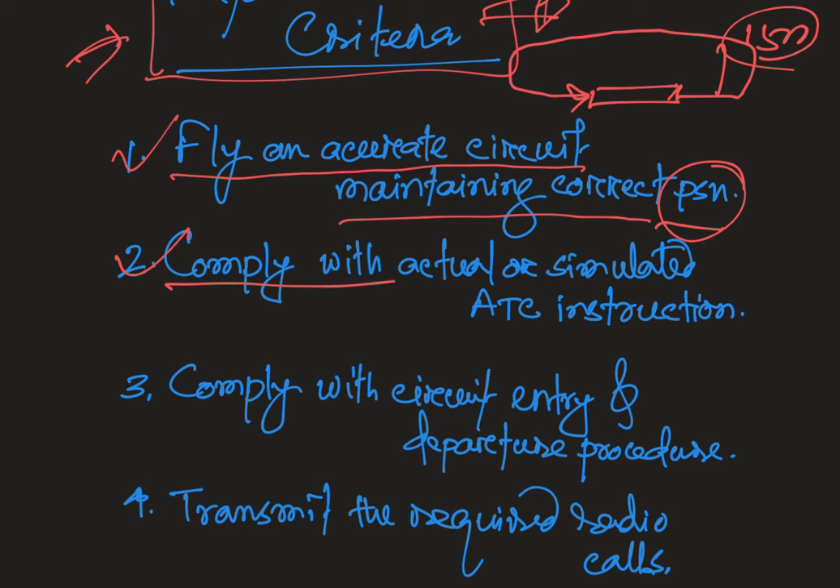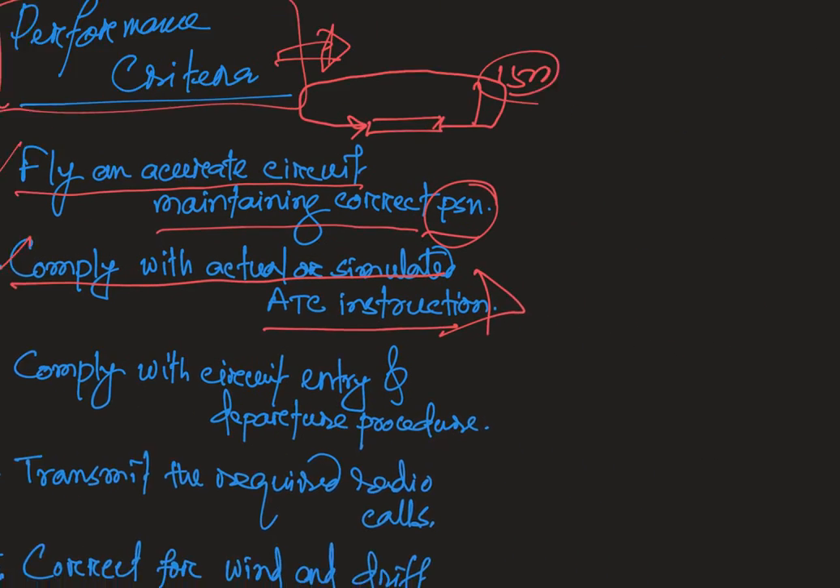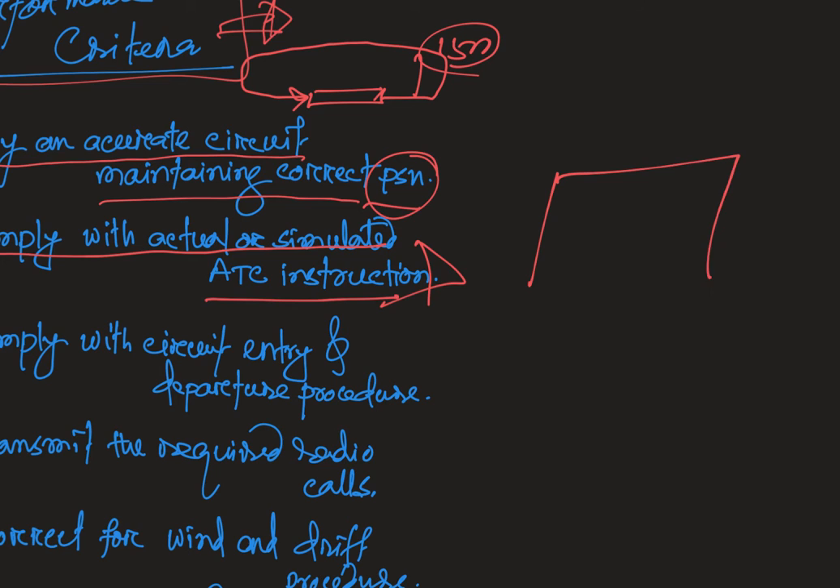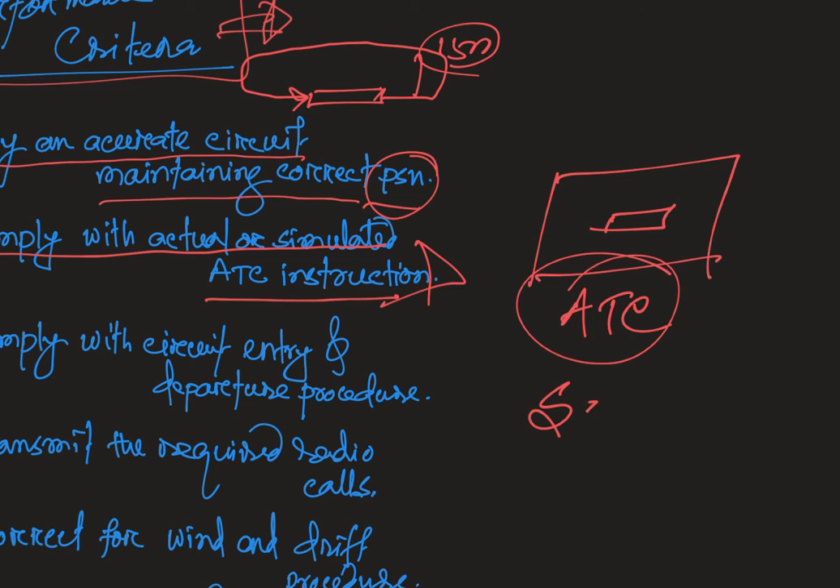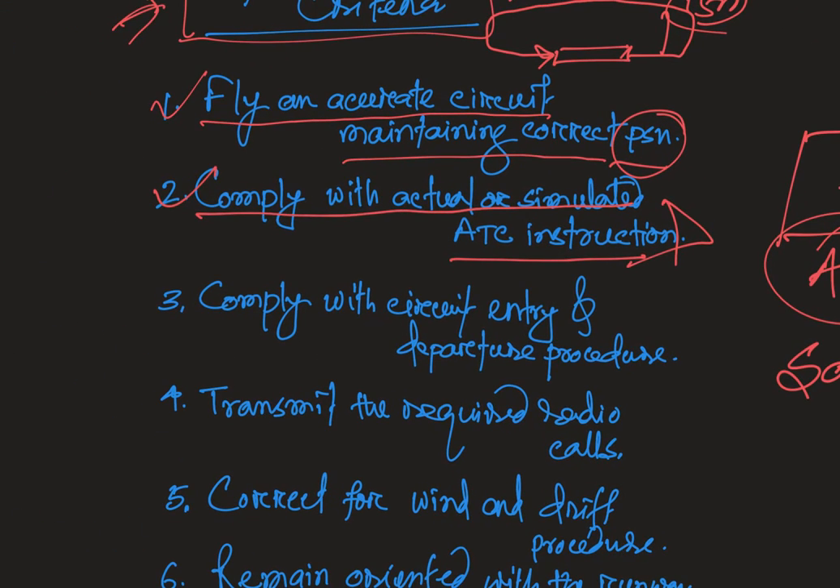Next is comply with actual or simulated ATC instructions. Now if you are a flying school and if your flying school has their own runway, own aerodrome, then also they will give you some instructions. So always follow the instructions given by ATC. This is expected for your circuit landing, whether you are flying solo or with your instructor. So you need to consider this very seriously.